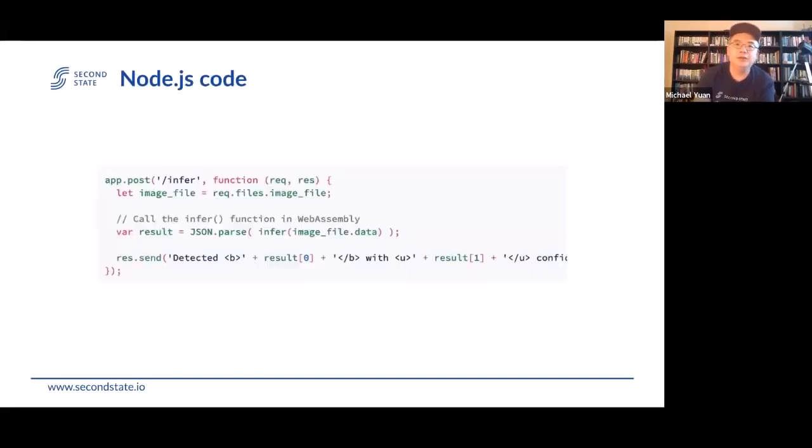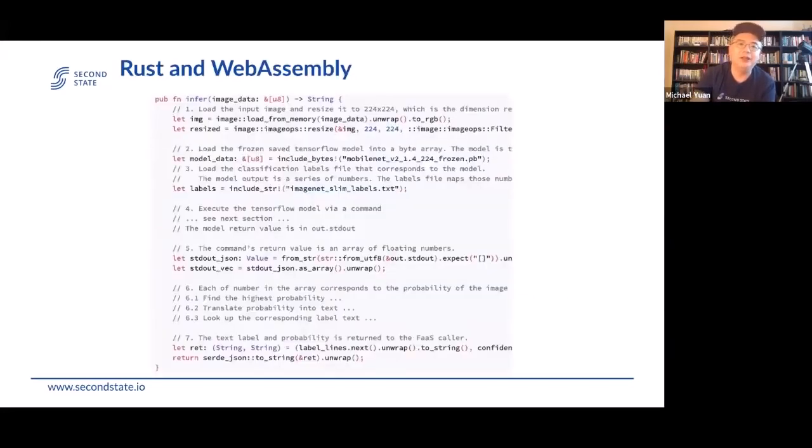The Node.js code, again, is very simple. It's just to take the image and return it. What's important is the Rust and WebAssembly code. As we see, this is the meat of the application. This is why you need to write application logic in Rust and WebAssembly, because each of these steps is going to be very slow if you just write them in JavaScript. The first step is you load the image that the user has uploaded, and you resize it to what the model that TensorFlow demands.